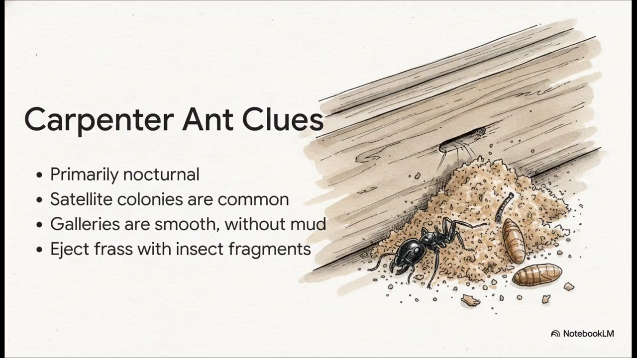Because they don't actually eat the wood, their signature calling card is really unique. You're going to find piles of ejected frass, which are basically wood shavings, dumped near windowsills or baseboards. But the critical clue here is what's inside that pile. If you look closely, it'll be distinctly mixed with leftover insect fragments, dead ant parts, and empty pupal cases. Furthermore, their galleries inside the wood are as smooth as sandpaper and completely free of the mud or soil that termites tend to drag into their tunnels.